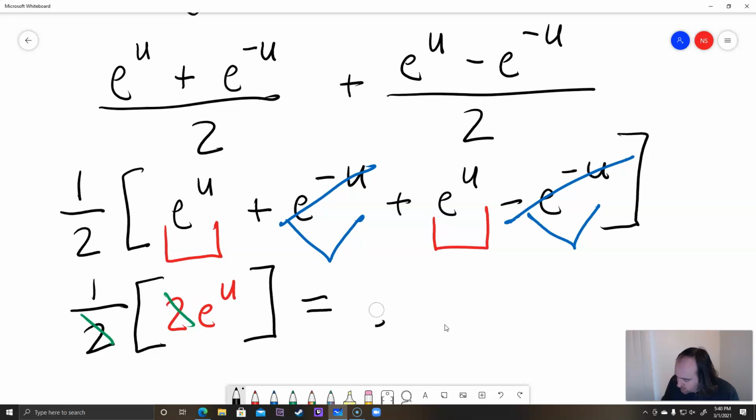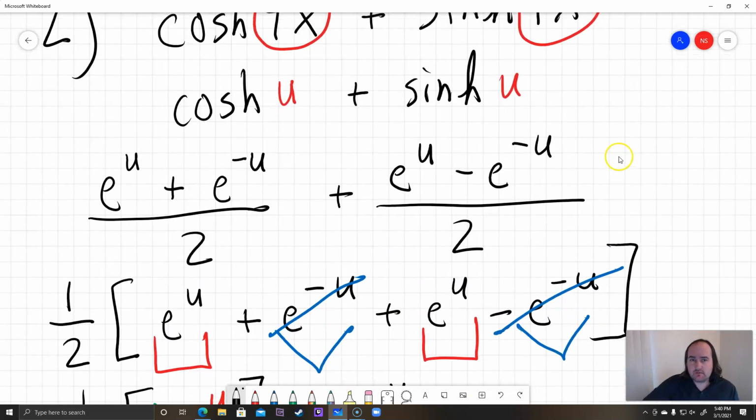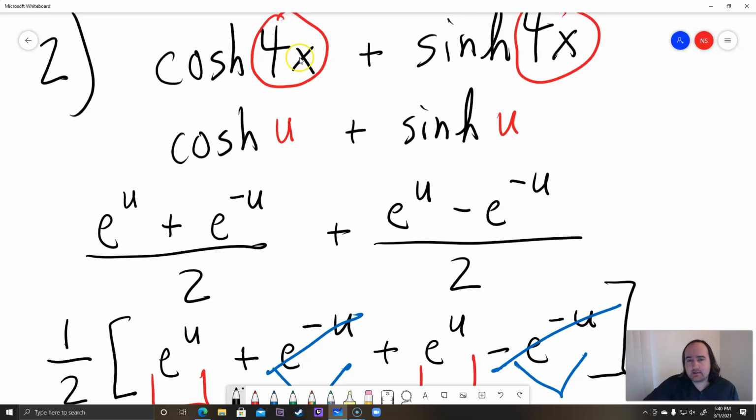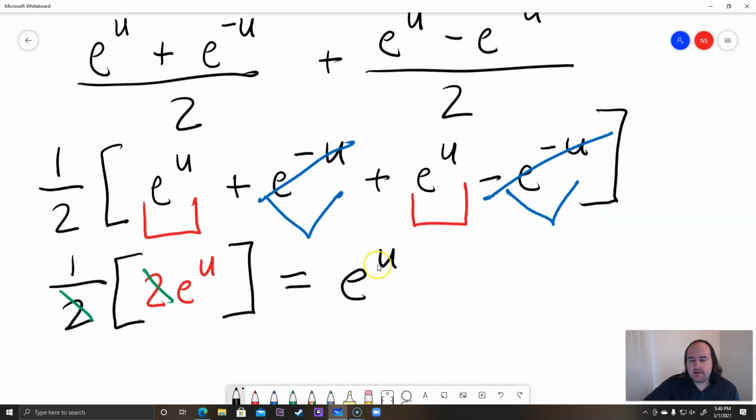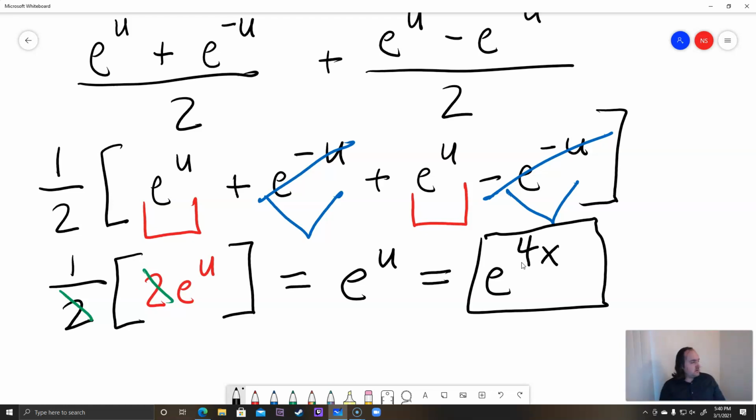Okay, but you don't want to write your answer in terms of u, because u is just a dummy variable that we plugged in the middle just to make it easier to simplify. We do have to write our answer back in terms of the original variable, which was x. So we let u equal 4x. So here at the end, instead of writing e to the u, I'm going to write e to the 4x. Okay, and then e to the 4x is actually going to be our answer. And that's exactly the answer my math lab got, so we're good there.